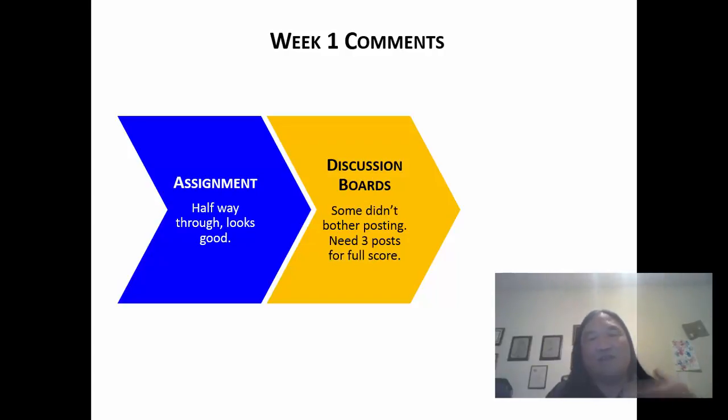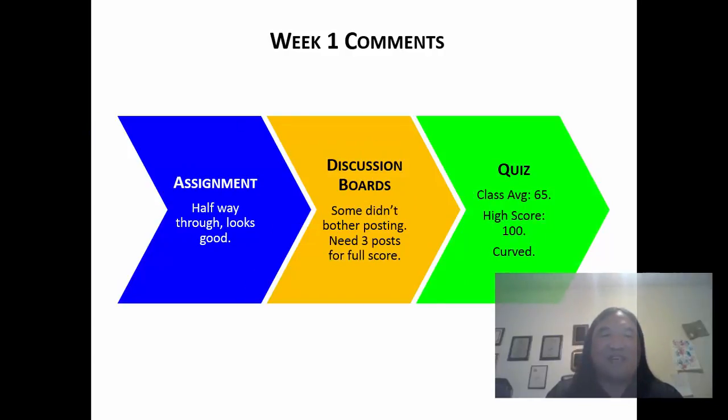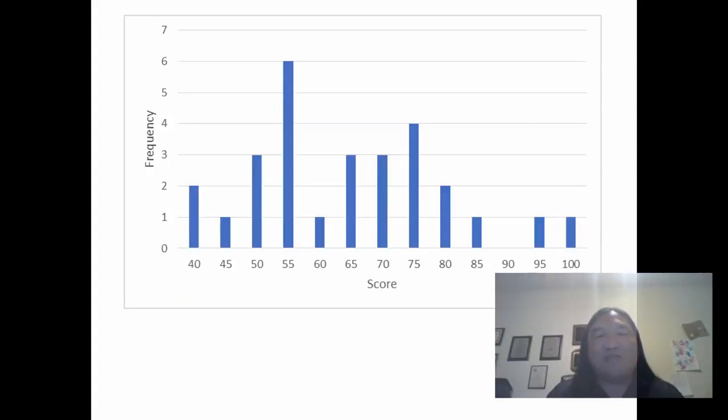As this class goes along, I'm going to start grading harder. The first quiz, class average was 65 and the high score was 100. I've decided to curve it. So if you look at the distribution, this is what it looks like. There are 2 humps, one at 55 and one at 75. And then you've got 2 people in the class who really did really well.